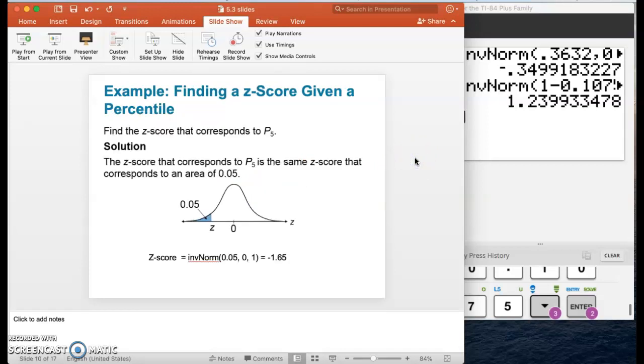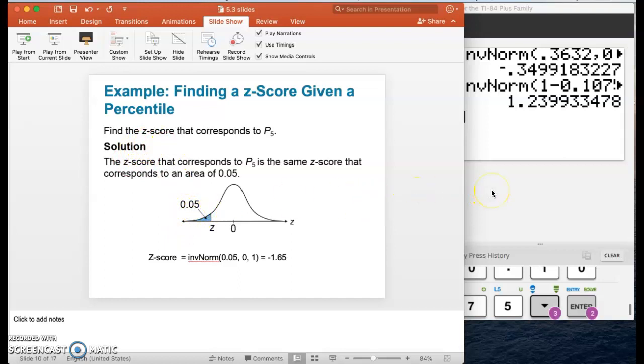Now we want to look at another example. We want to find the z-score that corresponds to p sub 5. P in this case means percentile, so we're looking for the 5th percentile. We look at the curve that's provided, and the area is 0.05. When you're given a percentile, it's always cumulative area, so it's always area to the left of a z-score. So now we want to find the z-score that has 0.05 area to the left.